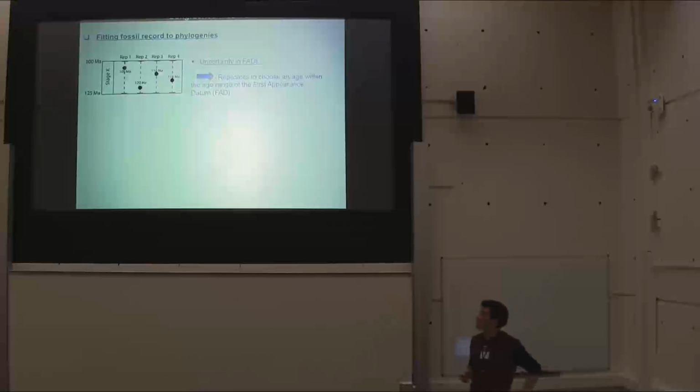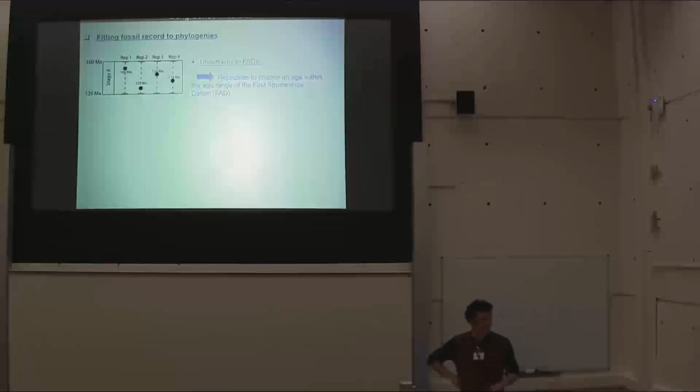There are modifications that have been added to these methods that take into account the uncertainty in the FADs. The problem is that we never get a first appearance date in million years. Most of the time we have a stage, at best a substage, sometimes even a range of stages. So we made replications, picking an age within the age range of the first appearance date for each taxon, and this provides ranges of congruence scores.